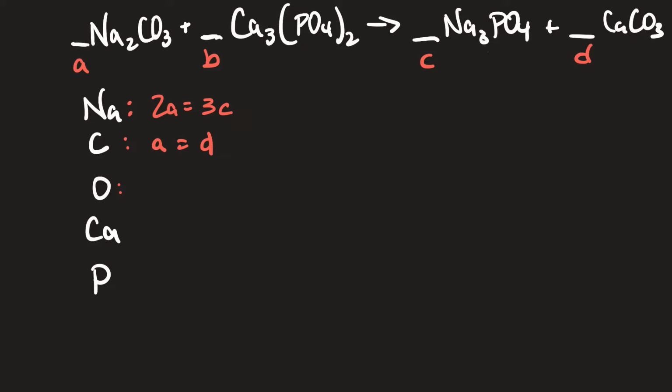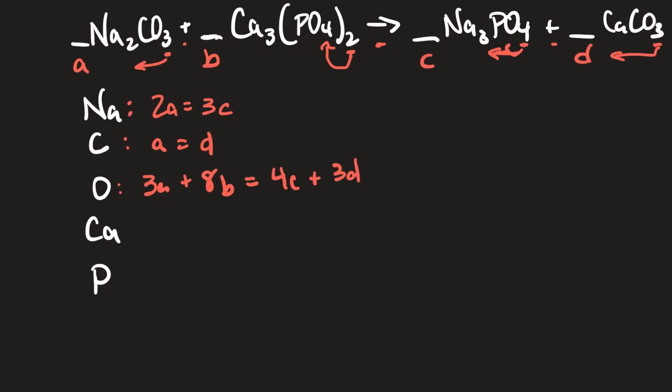For oxygen, this is kind of a complicated one in this case. So we have 3A plus, you have this oxygen that's in this parentheses, so we have to multiply this first. 2 times 4 is 8. So we have plus 8B equals 4C plus 3D. So this one's a little bit more involved, okay?